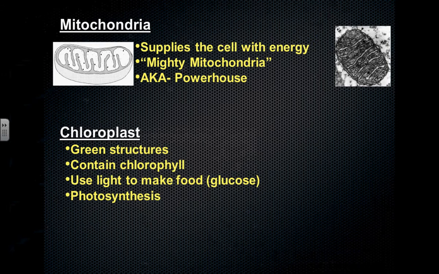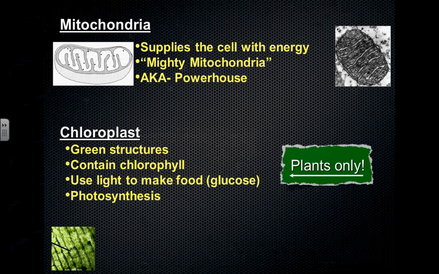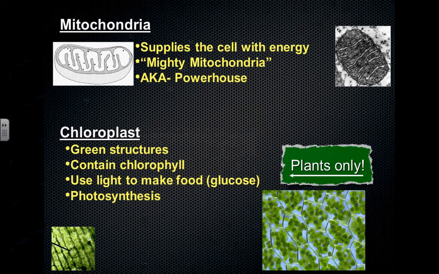Again, they're not found in animal cells. They're found in plant cells, along with some other things as well. They make a cell green. If we look, this is from a microscope. You see all these little green circles. Each is one chloroplast.